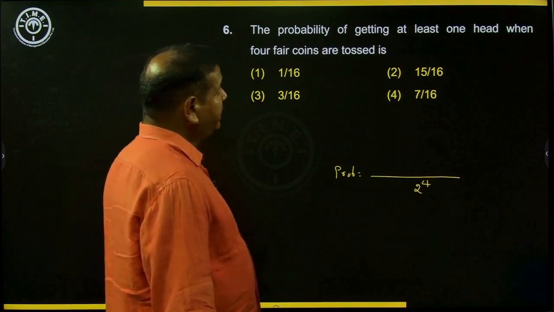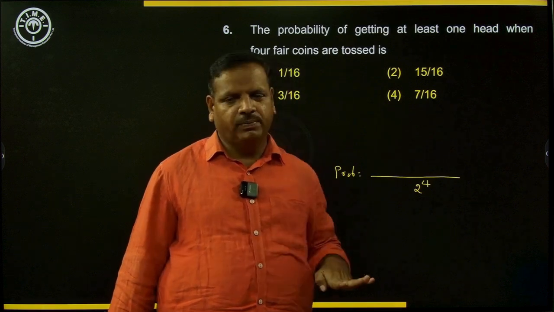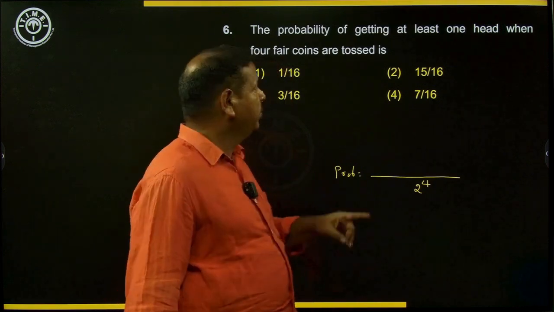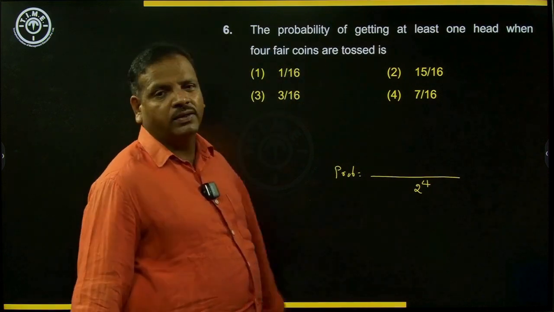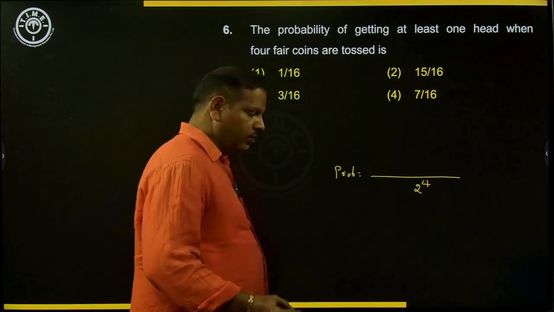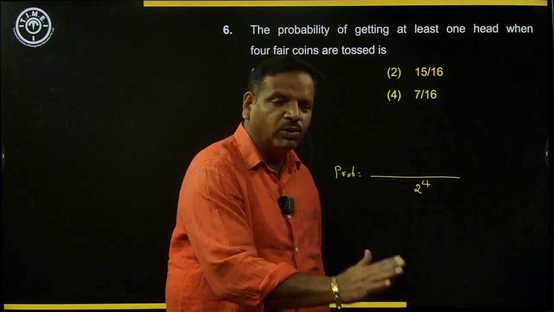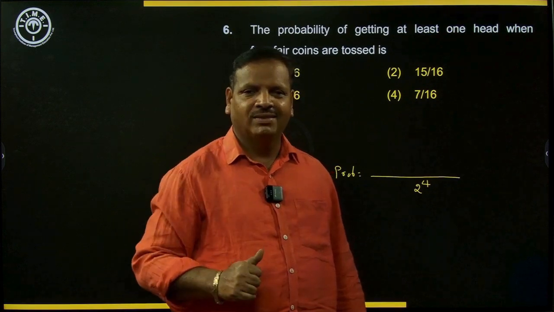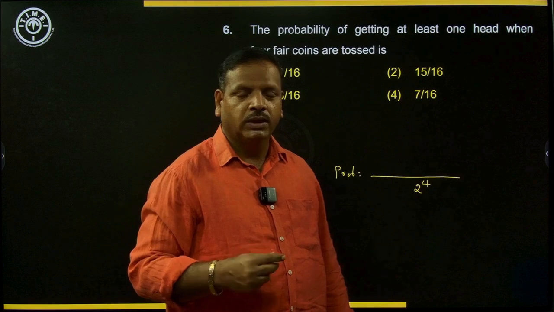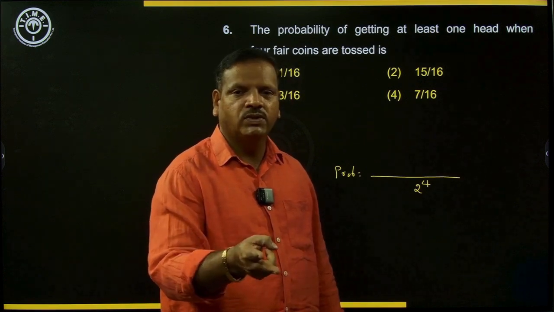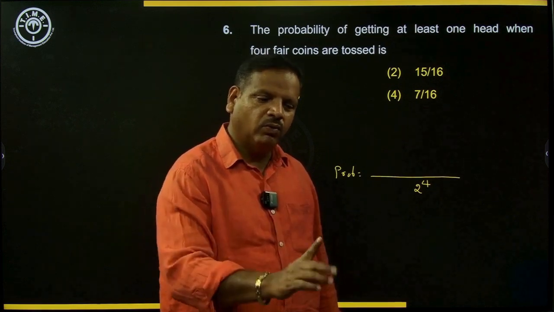The probability of getting at least one head. When 4 coins are tossed, on each coin there is one head. Like, suppose there are 4 heads. But what is said here? The probability of getting at least one head. At least one head means, now I started with 4 coins, all 4 coins can show head, that is 4 heads. Suppose any 3 coins are showing head, 3 heads. Any 2 coins are showing 2 heads. Only 1 coin is showing head, 1 head.